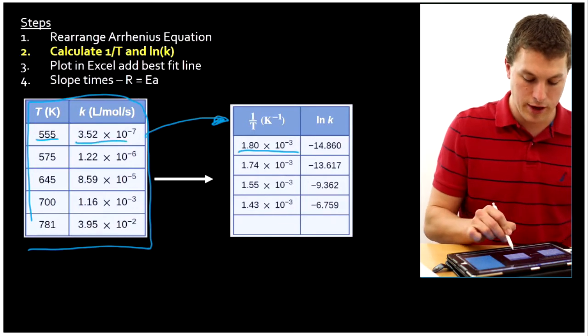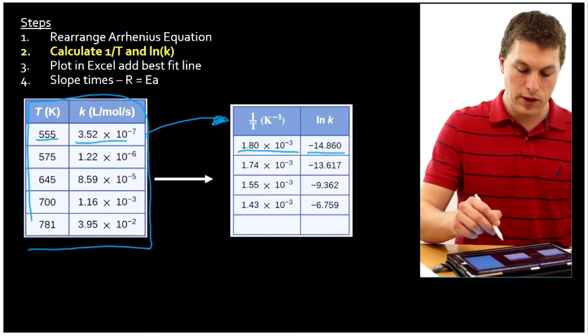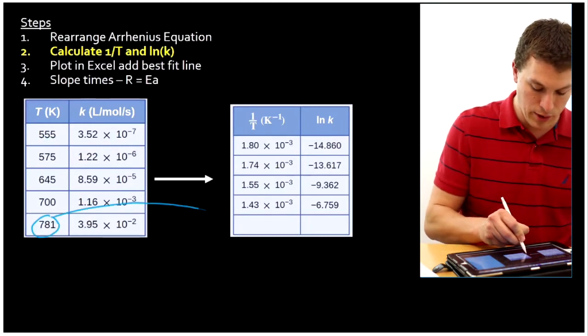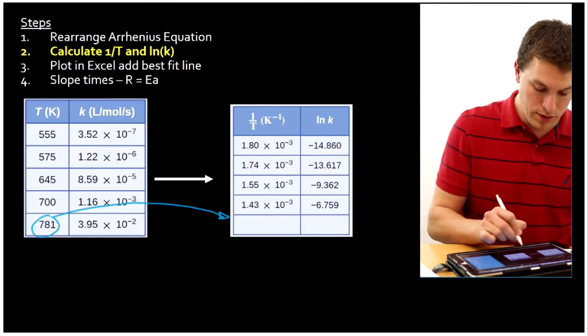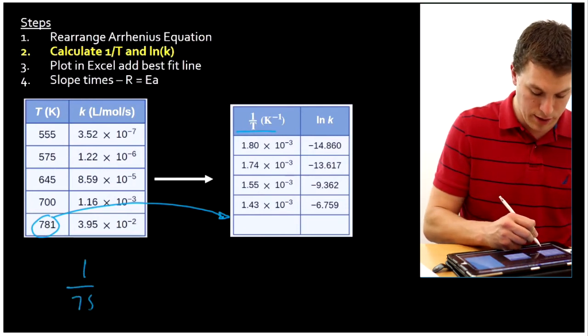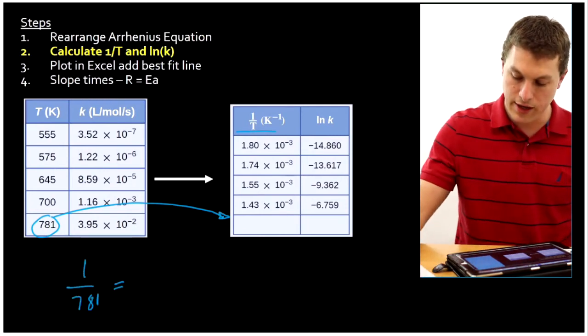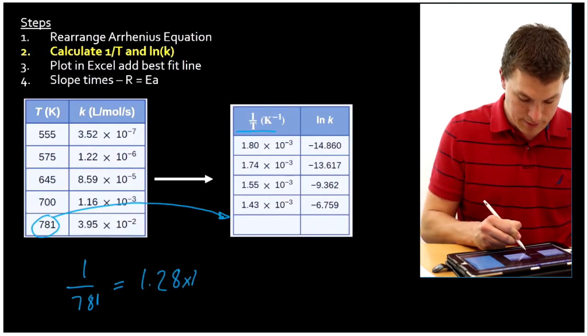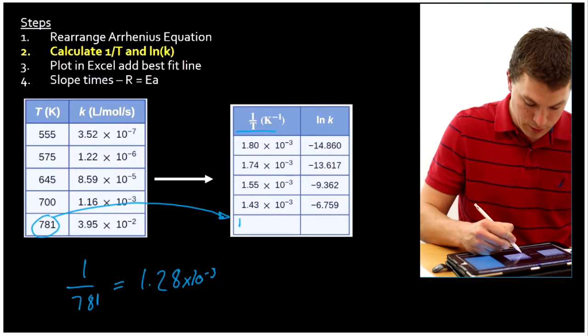And we're going to take the log of our k, and that's going to give us that. I've left the last row empty, so we can do the last row. So we're going to take 781, and we're going to figure out what goes there. Well, all we've got to do, this says 1 over t right up here, so that's all we're going to do: 1 over 781. And when we take 1 over 781, that gives us 1.28 times 10 to the minus 3. So that's what's going to go in here, 1.28 times 10 to the minus 3.